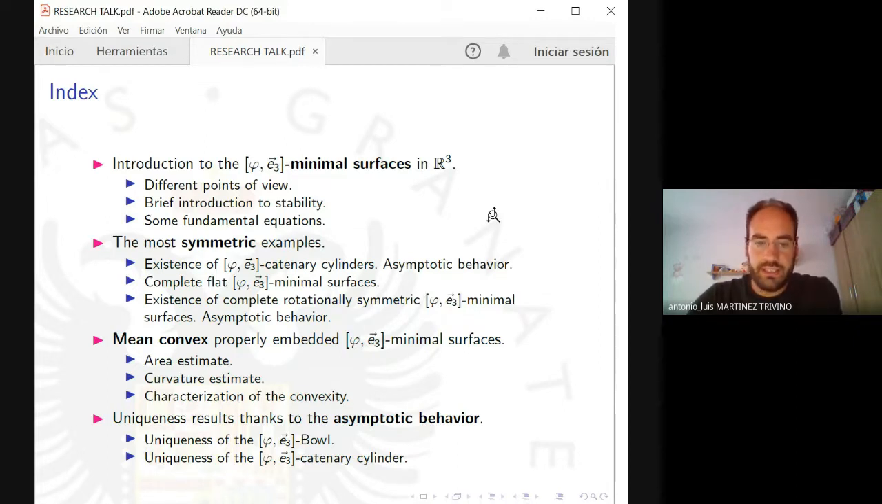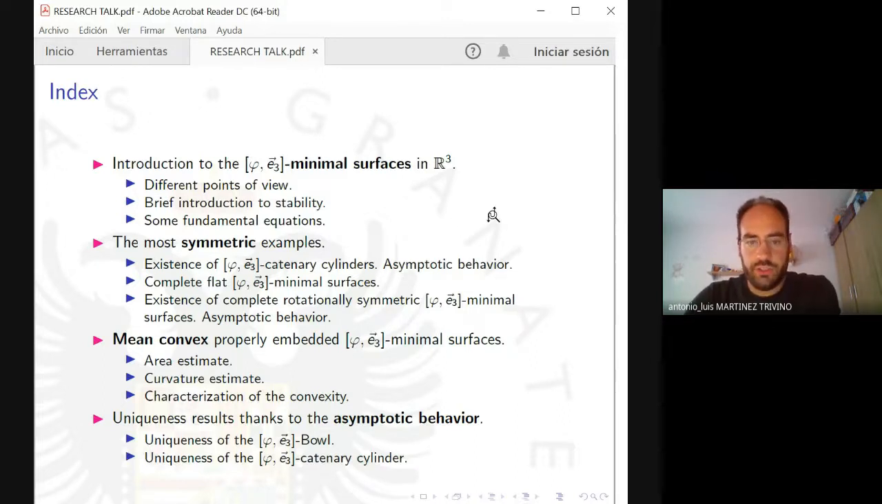In the third section, we will study the mean convex properly embedded phi3 minimal surfaces. We obtain area and curvature estimates and will characterize the convexity of this family of surfaces in the same way as the Spruck-Xiao theorem for translating solitons. Finally, we characterize the examples phi3 ball and phi3 catenary cylinder thanks to the asymptotic behavior.